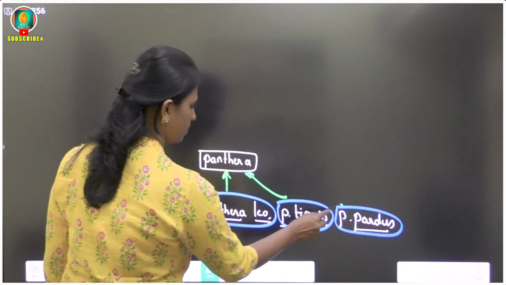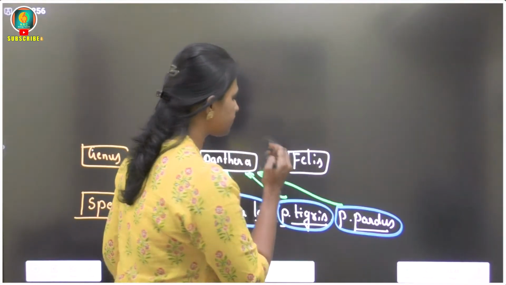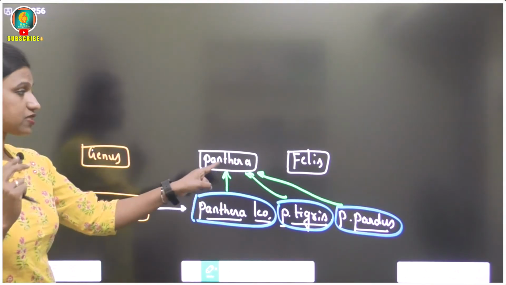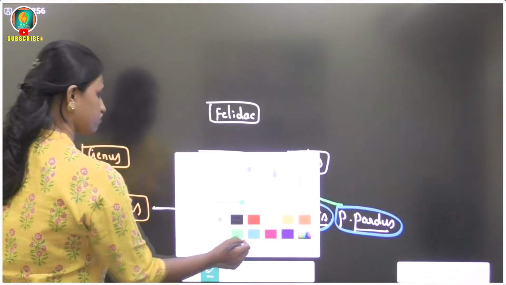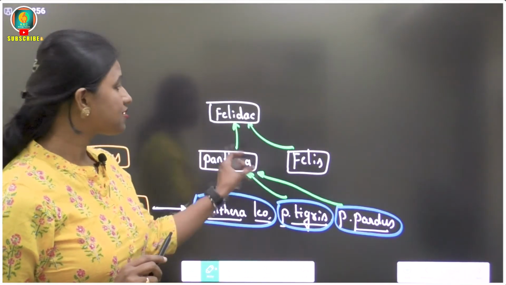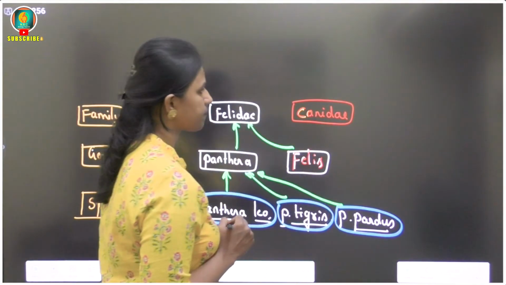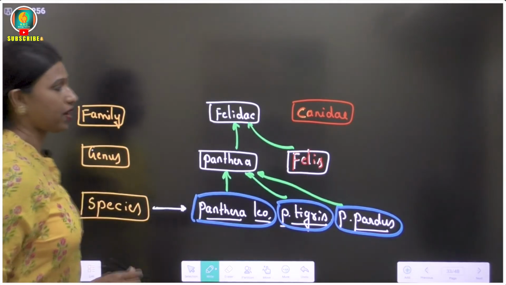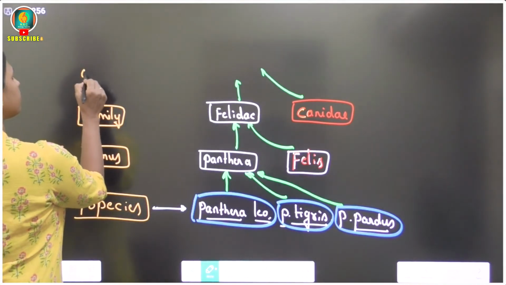This one belongs to this. Correct? But Felis is a different genus, where we are not going to include this. But that also comes under a genus only. But these two genera, Panthera and Felis, come under the same family called Felidae. So this is the family. Felidae is the cat family. We cannot put the dog family called Canidae here.